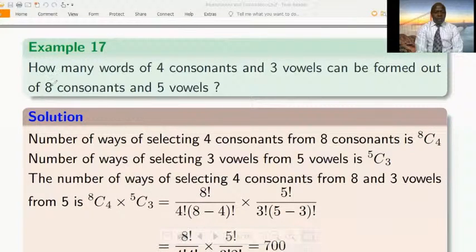Now let's look at this other example. How many words of 4 consonants and 3 vowels can be formed out of 8 consonants and 5 vowels? Now, what you notice is that this question involves combinations, because we've been given 8 consonants, and we are told that out of these consonants, select 4 at a time and group them. Group 4 at a time. And out of these 5 vowels, group 3 at a time.